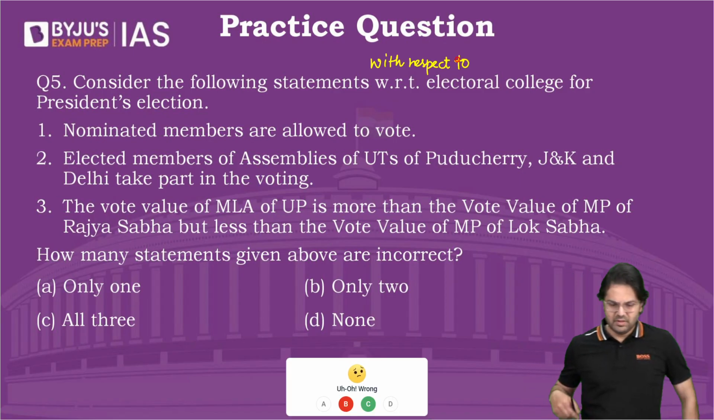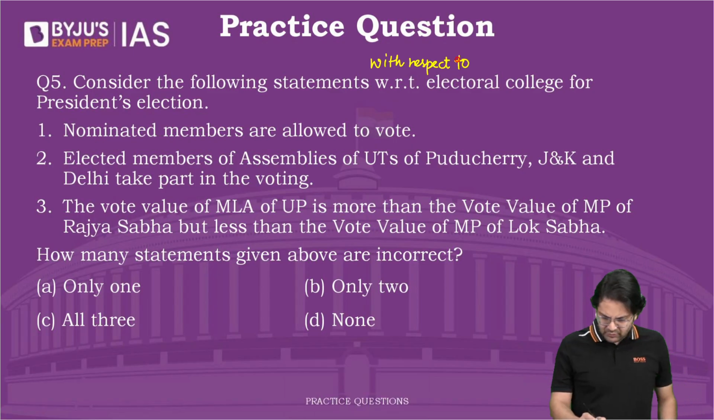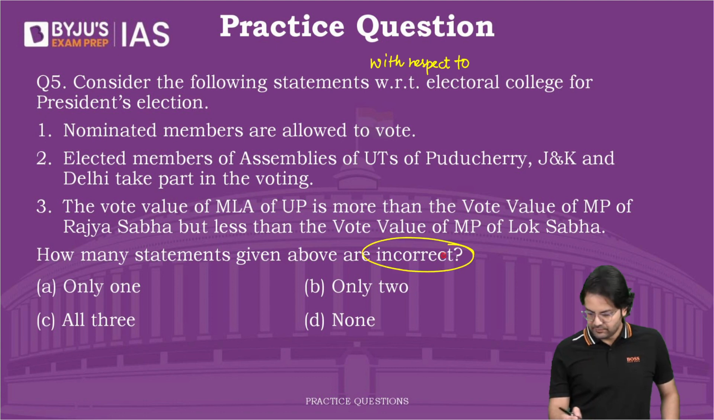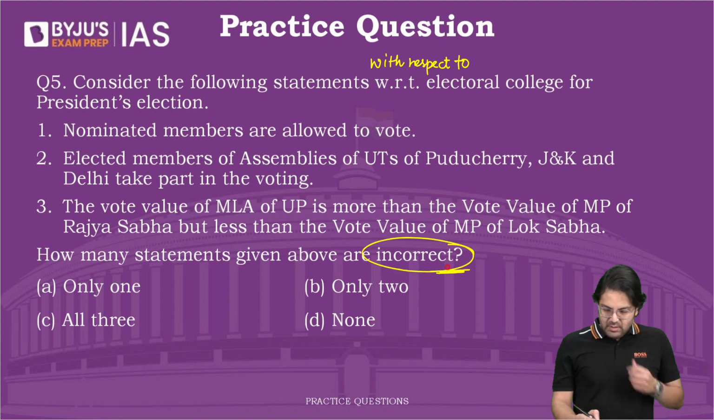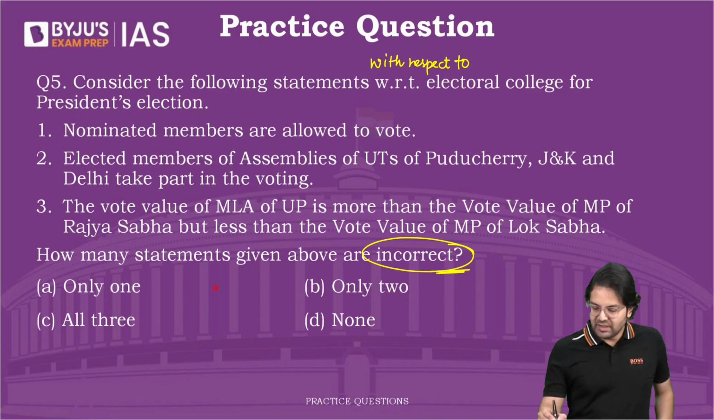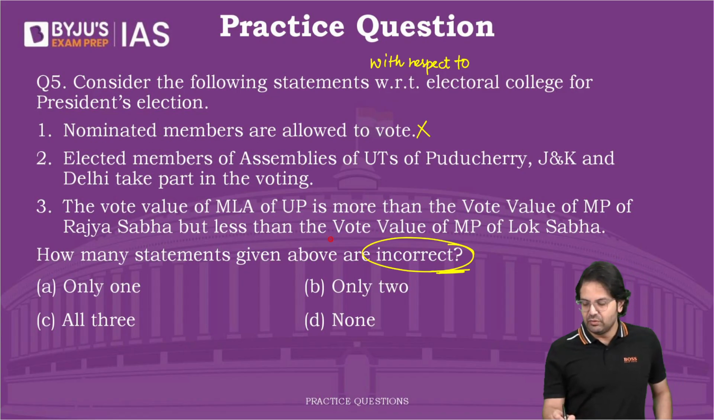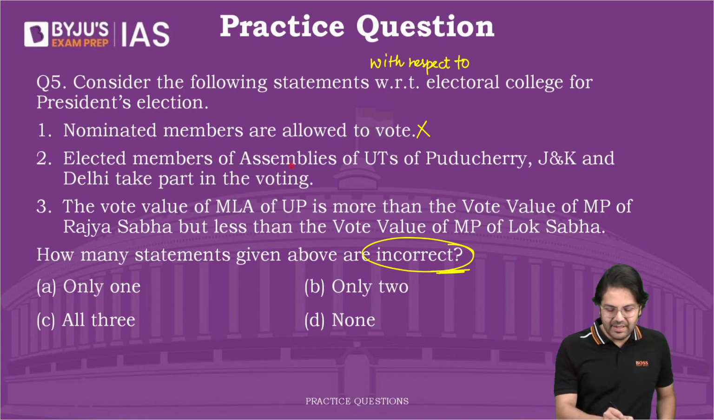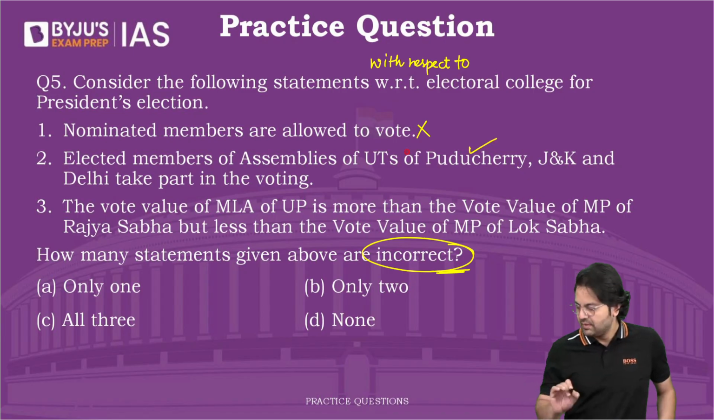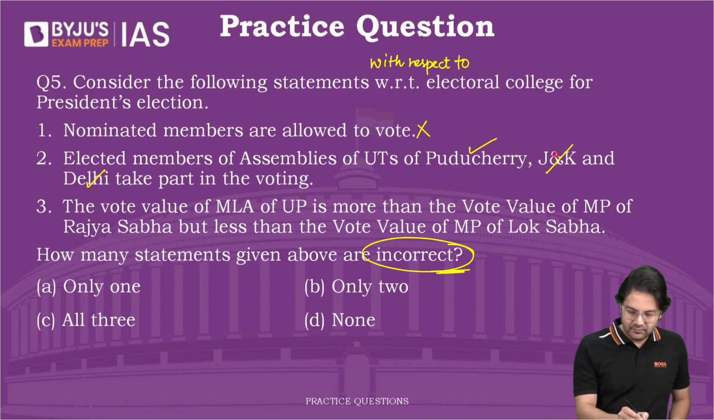Oh, interesting. I thought we'll all get again incorrect. I hope you have been reading this. So nominated members are allowed to vote. Yes or no? They are not allowed to vote. Right? Clear, everyone? Elected members of assemblies of UTs of Pondicherry and Delhi take part, but J and K do not take part. So this is also wrong.